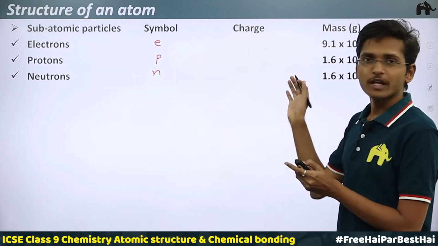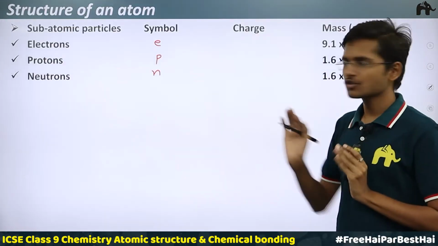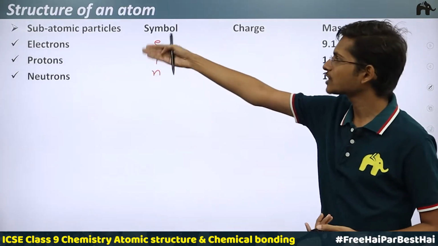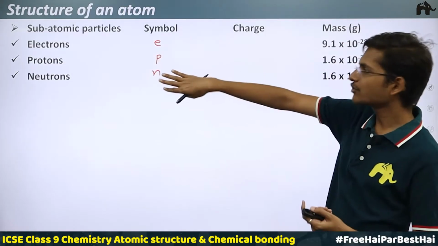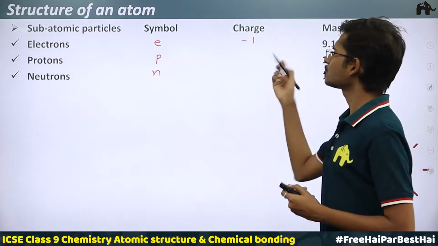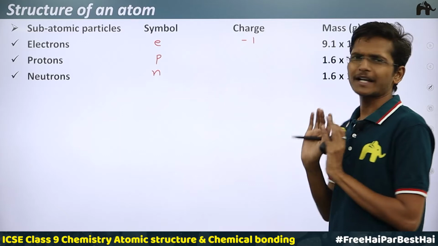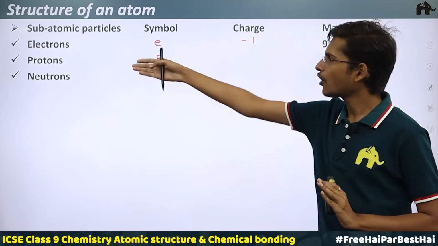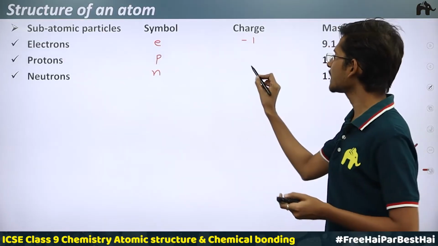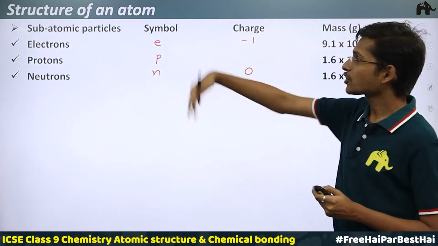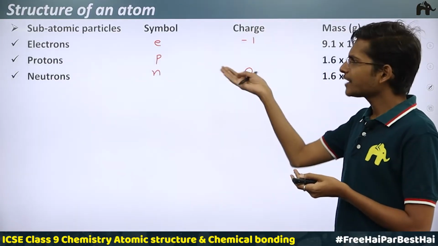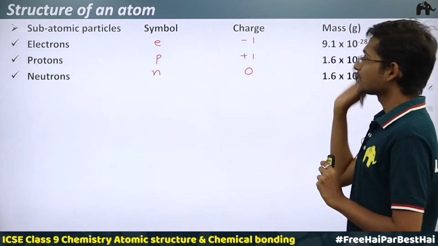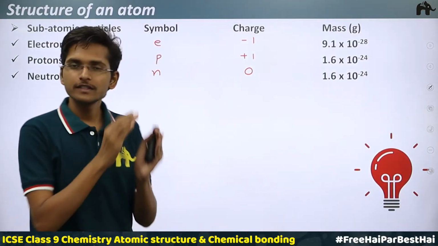And the charge: we are not talking about the actual charge of the electron, we are talking about the relative charge, the charge relative to the proton. So the charge of an electron relative to the proton is -1. Relative to proton or neutron, because neutron has 0 charge. So electrons have -1 charge, and protons have +1 charge. Clear? Now going ahead to the masses of these subatomic particles.